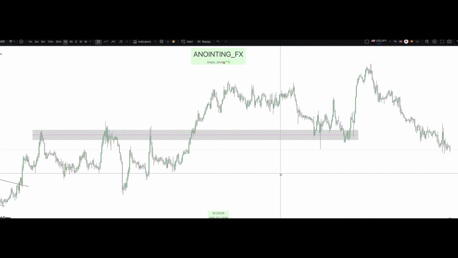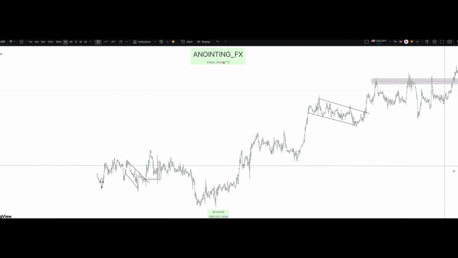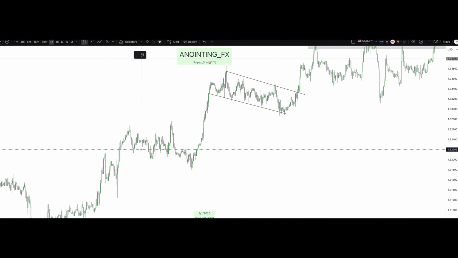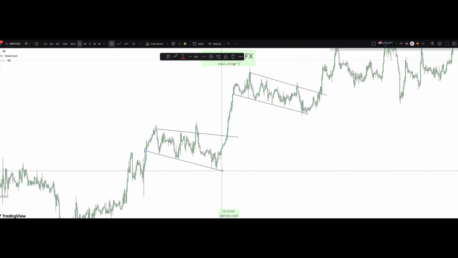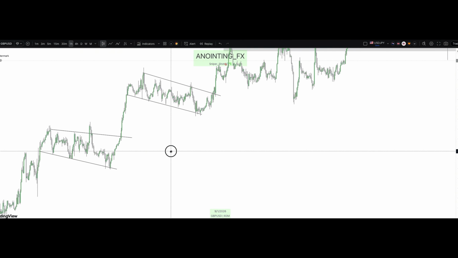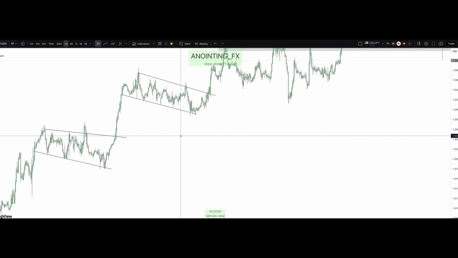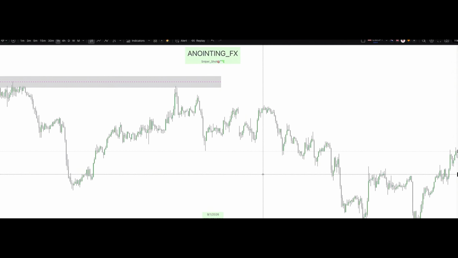So you can use as many pairs as you want. You can change and use different pairs. So we have this right here, but there is no retest to it yet. We have our support level. Price has not retested it yet. So anytime price comes to this level in the future, price will retest this trend line and then go to the upside.